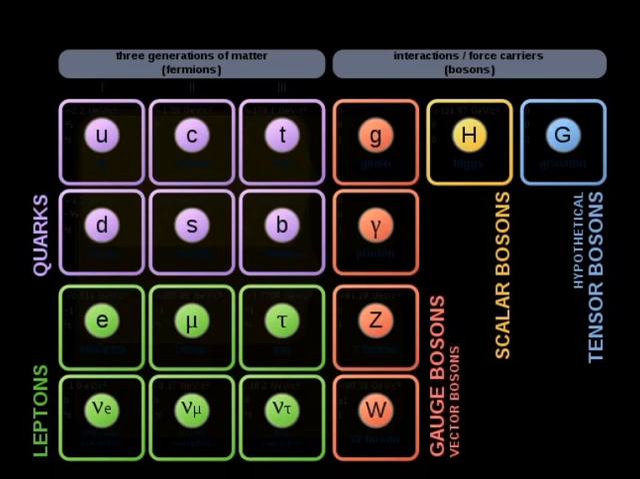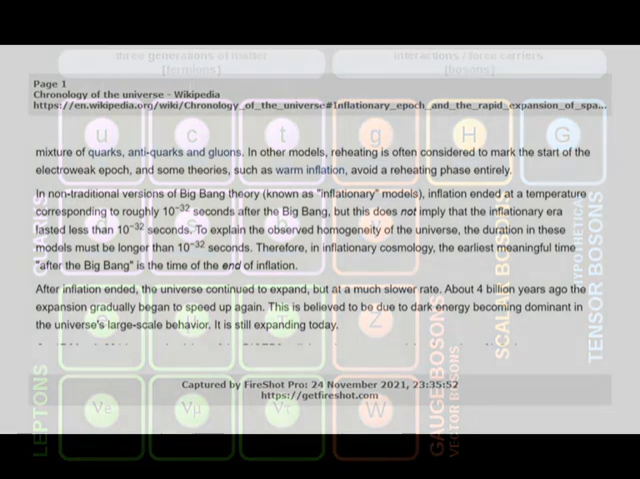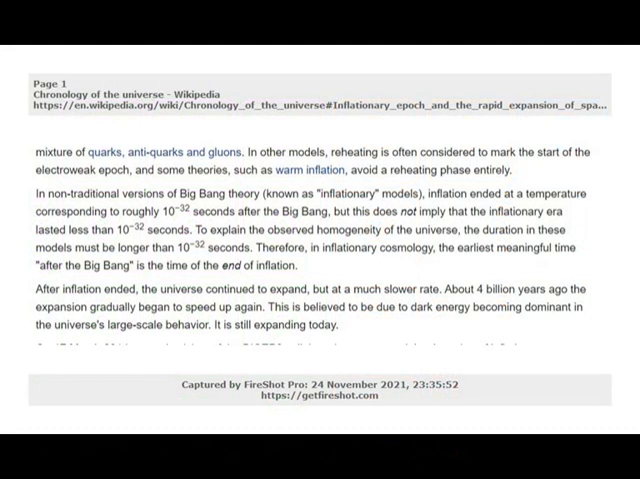A gluon is an elementary particle that acts as the exchange particle for the strong force between quarks. It is analogous to the exchange of photons and the electromagnetic force between two charged particles. Gluons bind quarks together, forming hadrons such as protons and neutrons.